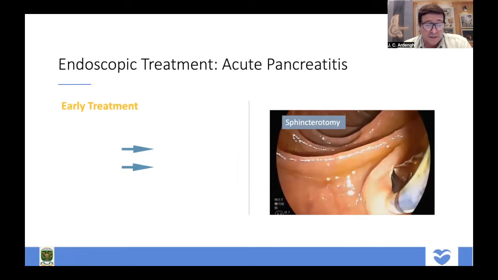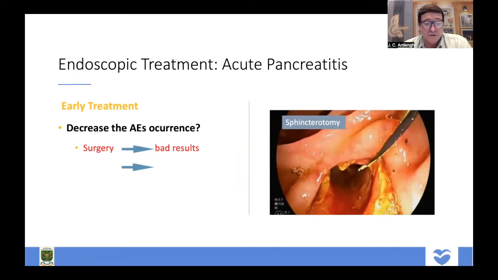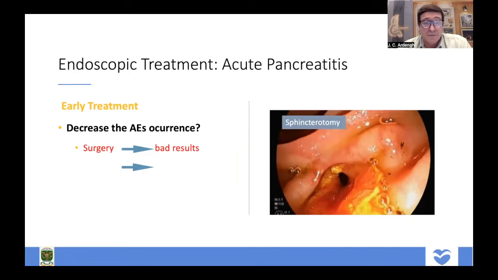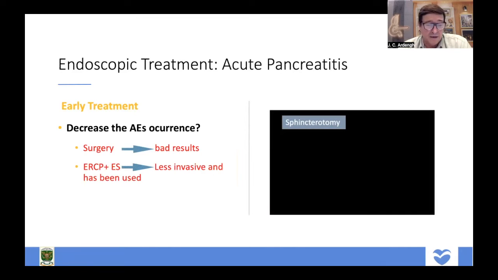However, does this form of treatment reduce the occurrence of adverse events or mortality? Surgical treatment has poor results, and ERCP plus endoscopic sphincterotomy has been proposed because it is less invasive than surgery. But is there any difference between it being done before 48 or 72 hours or after that period?